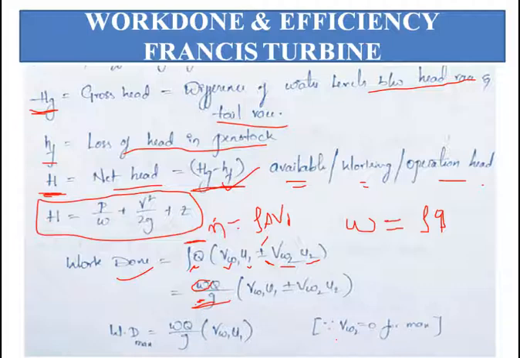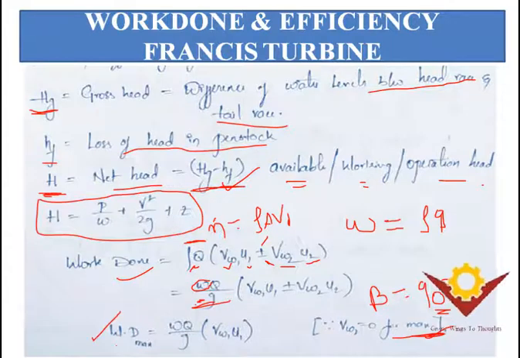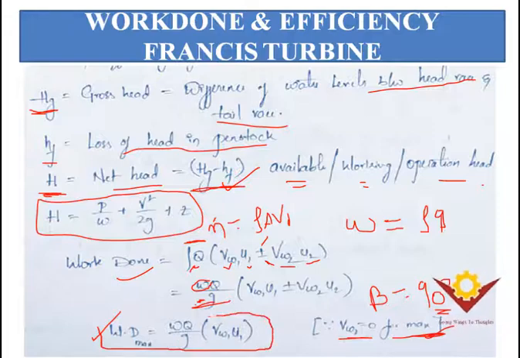And if beta equals 90 degrees, we know the condition that Vw2, which is the whirl velocity at outlet, will be equal to 0 for the maximum case. That means the maximum flow occurs when beta equals 90 degrees. So the equation will be simplified to this form, which is the work done will be maximum when the flow is maximum at beta equals 90 degrees. Then Vw2, the whirl velocity at the outlet, will be equal to 0, and this is your final equation for the maximum work done.